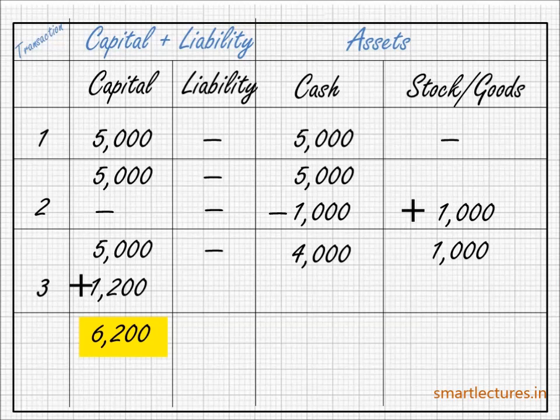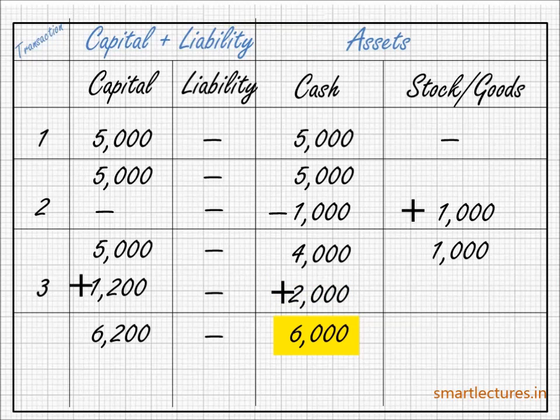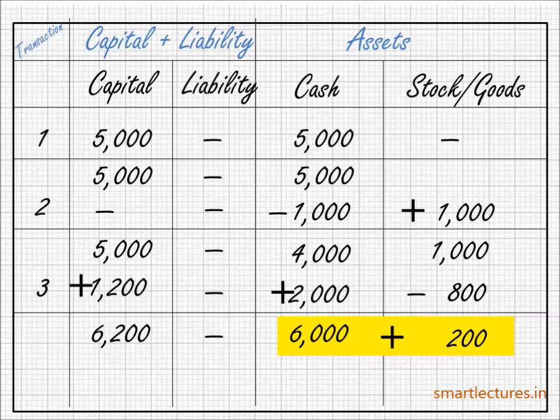And look at the asset side. Previous cash was 4,000, now plus 2,000, because the firm has received cash from the customer of rupees 2,000. So the new cash will be 6,000. And the goods or stock will be 1,000 minus 800, because the firm has lost goods of rupees 800 that have gone to the hands of the customer. So the goods lying at the shop or the firm are now only rupees 200. So the new equation is 6,200 is equal to 6,000 plus 200. Liability is equal to 0.